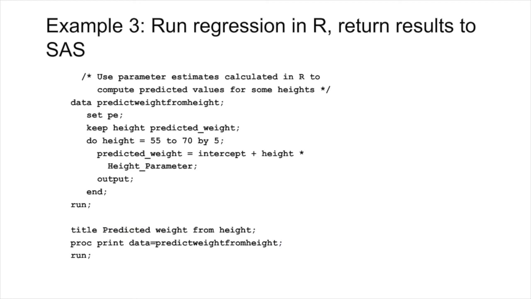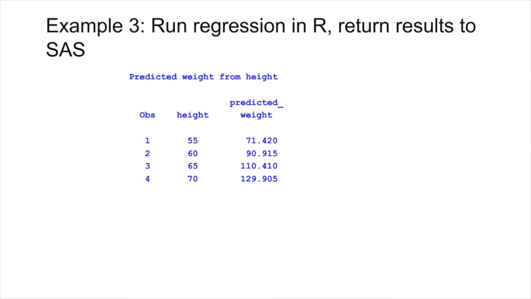And you can see here that what I've done in this example is use the parameter estimates that I calculated in R and brought back to compute predicted values for some heights. And this is, again, the type of thing I think people will do. And we go ahead here and run our data step, and we're going to generate some new results. And then we do a PROC PRINT, and we can see the results.